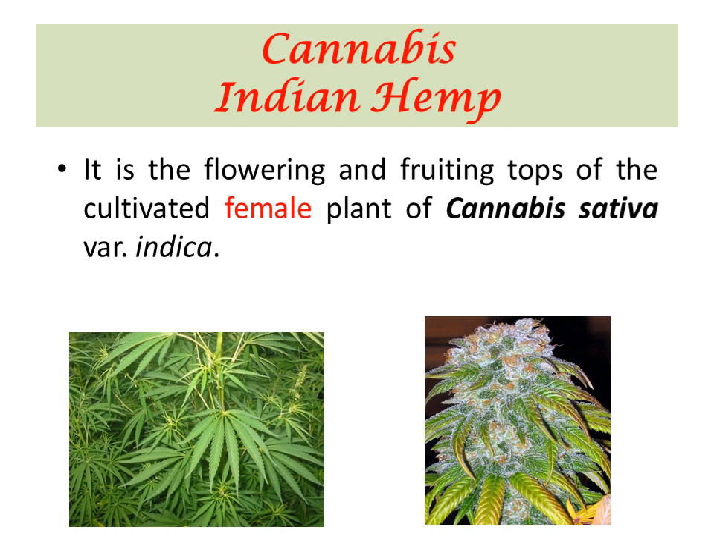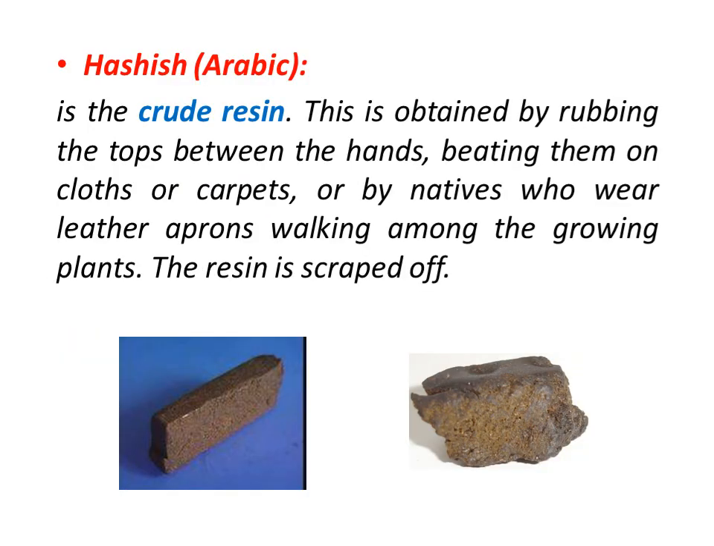The cannabis preparations include hashish, the word in Arabic is hashish. Hashish is the crude resin. What's meant by resin? Resin is a mixture of active constituents soluble in alcohol and insoluble in water. This is the definition of the word resin.